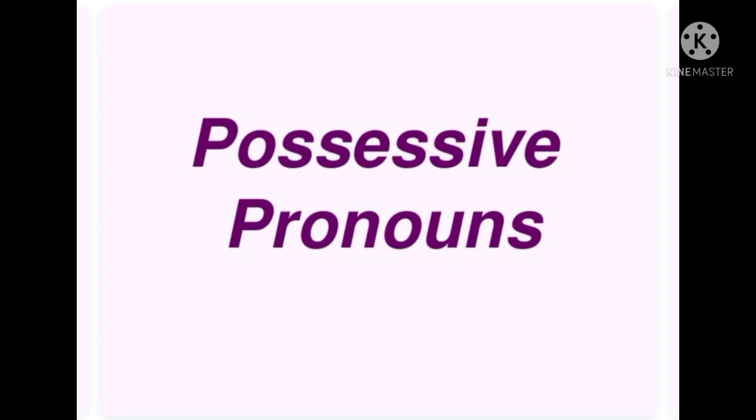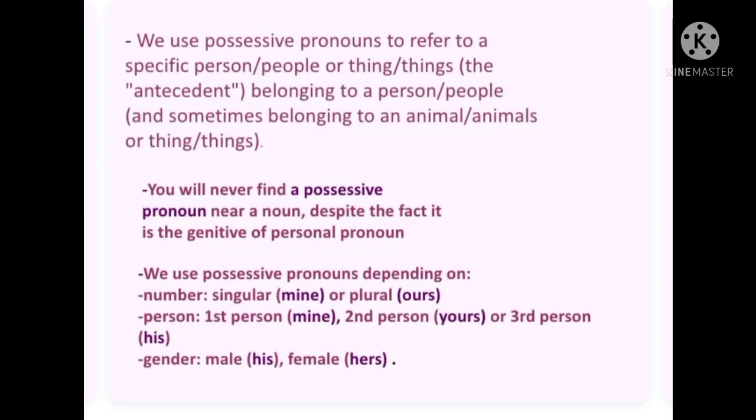Possessive pronouns. We use possessive pronouns to refer to a specific person, people or thing or things. The antecedent belongs to a person, people, and sometimes to an animal or animals or thing or things. You will never find a possessive pronoun near a noun despite the fact it is the genitive of the personal pronoun.